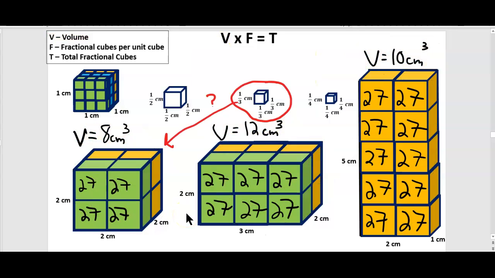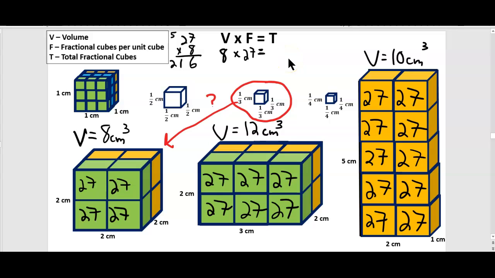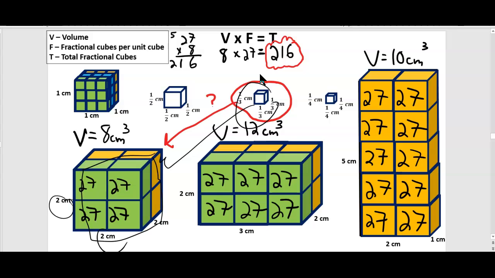So let's take that and multiply, right? Take the volume of this one. If we want to see how many of the 1/3 inch cubes go into here, take the volume, which is 8 for this one, and multiply by 27. There's 27 of these in each cube. And that is, if you do the math, 216. Wow, 216 will go into this 2 by 2 by 2.